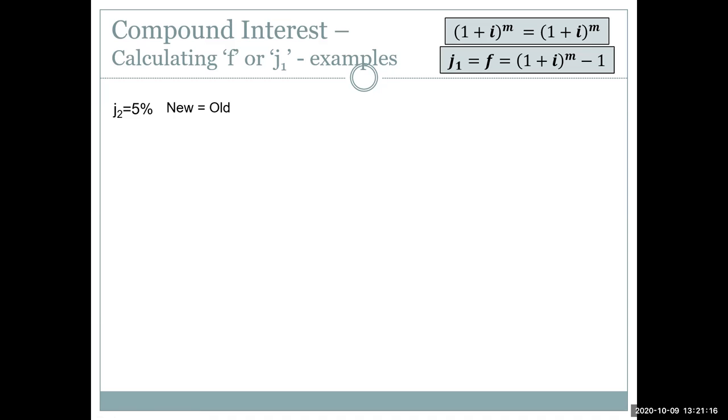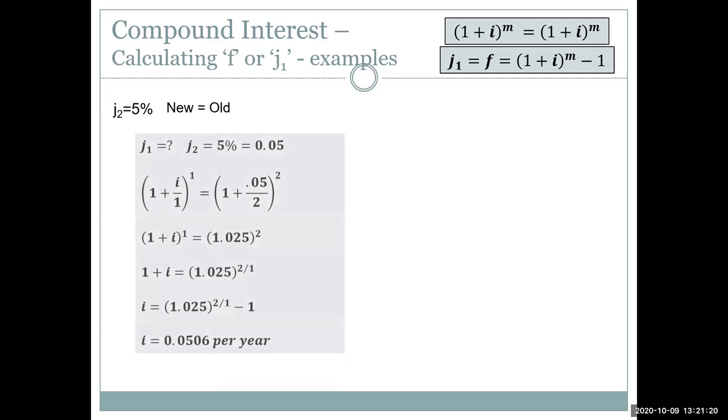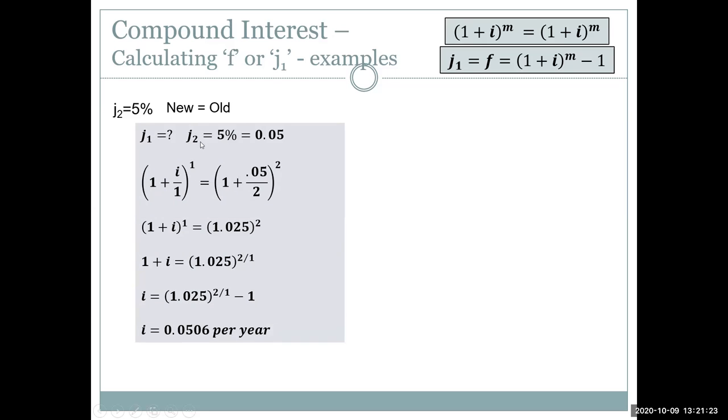Let's use the conceptual method, that our new rate is equivalent to the old rate. Our J1 is unknown. Our old rate, J2, is 5% or 0.05. So new: 1 plus I over 1, because we want a J1, raised to its compounding period, once per year. Old rate: 1 plus 0.05 over 2, since it's a semi-annual rate, and its compounding period is twice per year. We do some simplification: 1 plus I to the 1 is 1.025 all squared. We can then rearrange the exponents: 1 plus I is 1.025 raised to the 2 over 1.